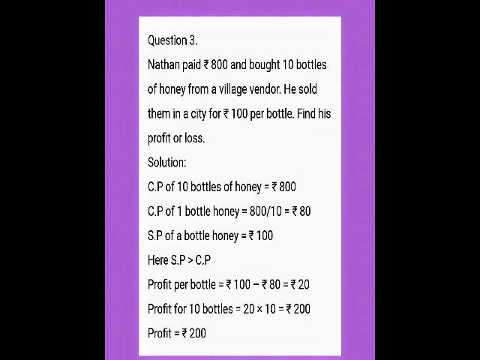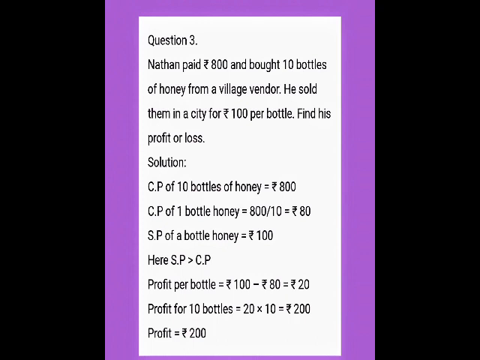So cost price for 10 bottles of honey is 800. So cost price for 1 bottle of honey is 800 by 10, which is equal to rupees 80. So selling price of a bottle of honey is 100. Here selling price is greater than cost price, so there is a profit. So profit is equal to rupees 100 minus 80, which is equal to 20. This 20 is for one bottle. We want to know the profit for 10 bottles of honey, so we want to multiply this 10 with the rupees 20. So profit for 10 bottles is equal to 20 multiplied by 10, which is 200. He gained rupees 200 as a profit for those honey bottles.